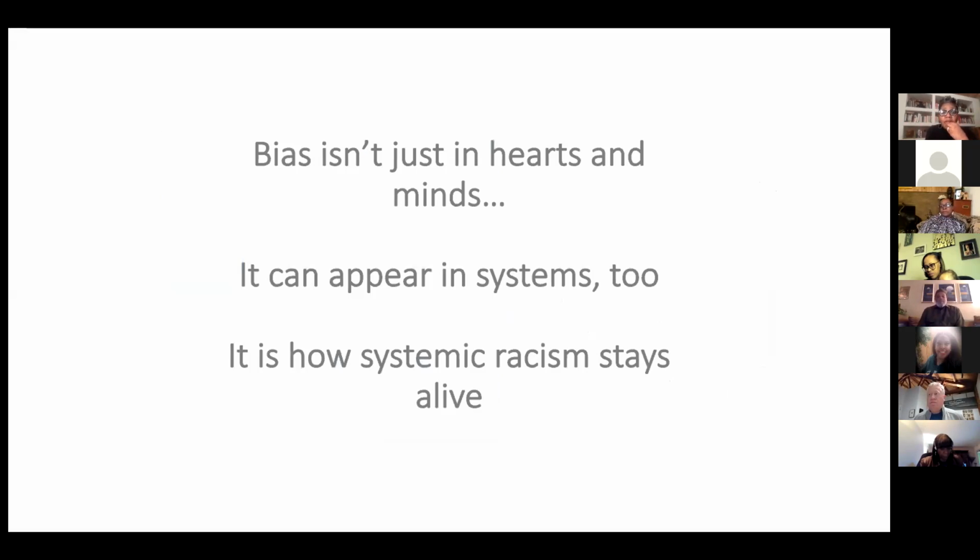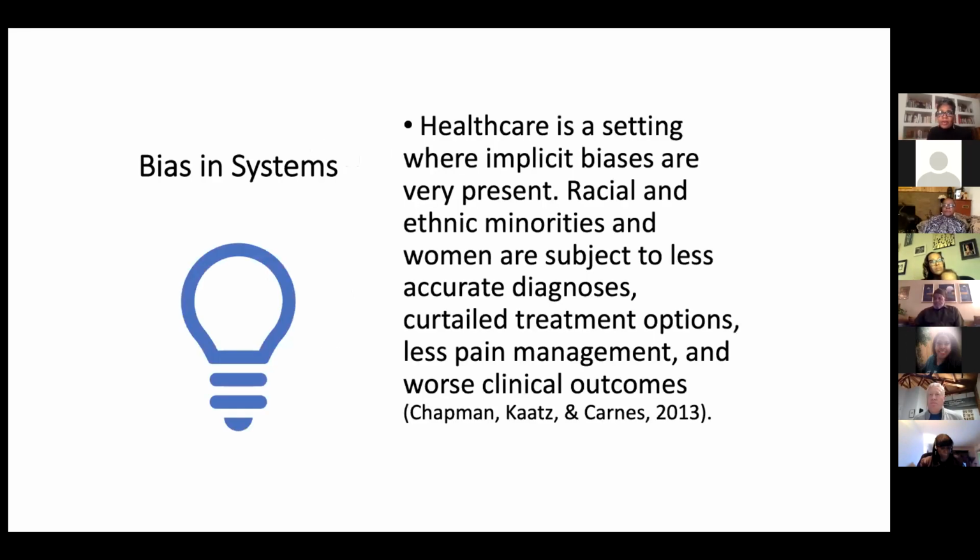So I know you know this too. This bias that I'm talking about is not just in our hearts and our minds. We talk about hearts and minds a lot, but bias is just baked right into systems. And that's one of the reasons systemic racism stays where it is, because it's institutionalized, even bias. And this is a smart group. I know you know all these things, but we just got to keep this in our forefront.